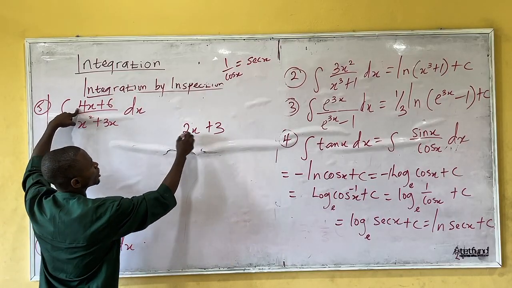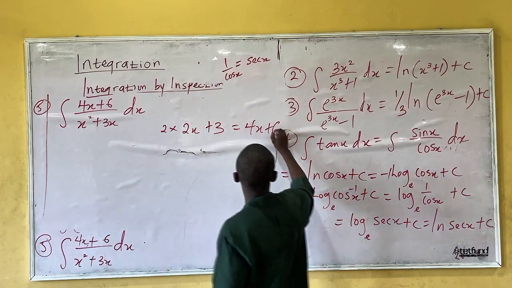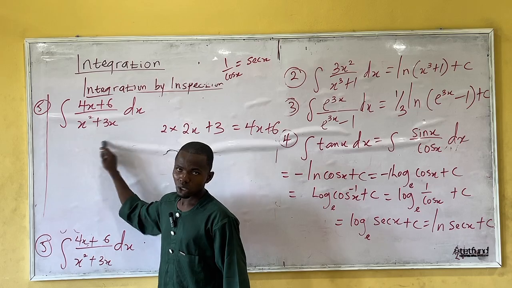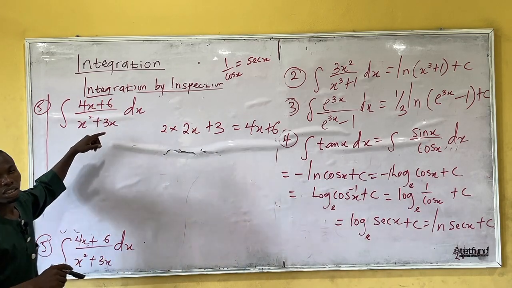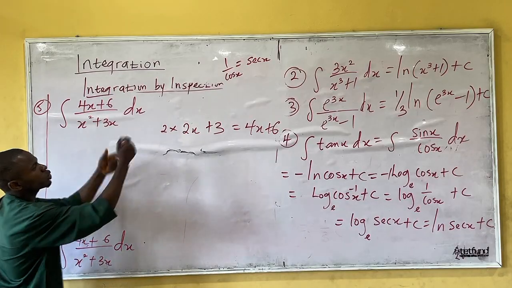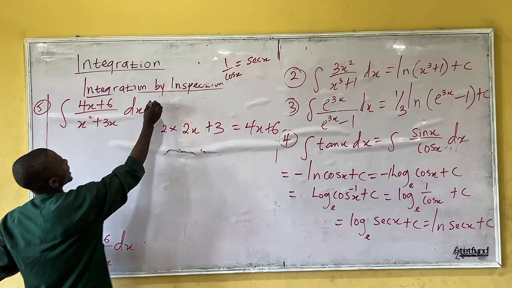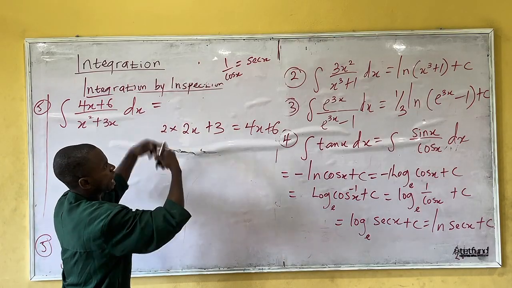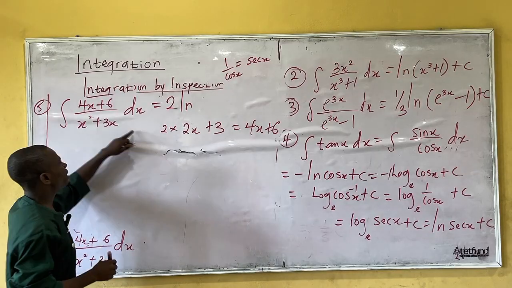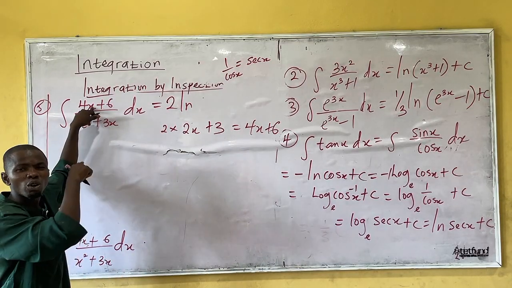Which means if I multiply this by 2, what will happen? It will give me 4x plus 6. Which means I can now conclude that twice the differential of the denominator is the numerator, because if I multiply it by 2, it will give me the numerator. Since 2 times the differential of the denominator gives the numerator, the answer will be 2 ln of the denominator, because it must give me the numerator.